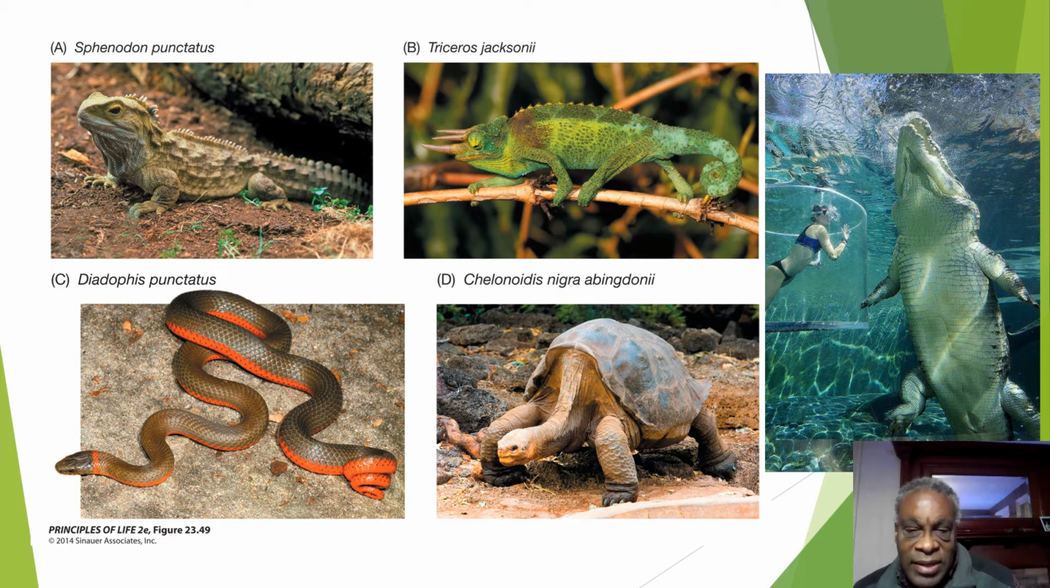The third order to speak of is the Testudines. Testudines is the order that includes turtles and tortoises, as represented by this Galapagos tortoise here. And then finally, the Crocodilians. This order includes all the alligators and crocodiles, including the saltwater crocodile, which is the largest crocodilian in the world.